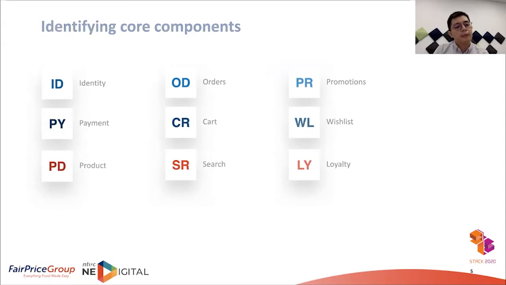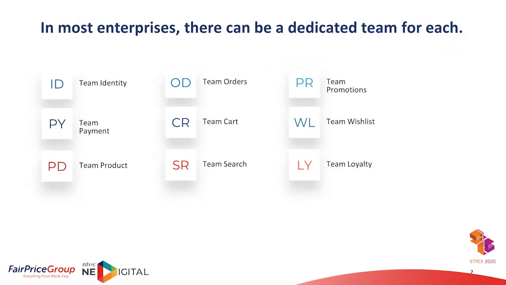And a lot of the time, for each component there can be a dedicated team for it. For example, myself, I'm in the identity team. And there is the orders team, payment team, product team, search team, and loyalty team. So how can we work in harmony together with so many different teams trying to achieve the business goals, as well as trying to work within the same application in, for example, this scenario?